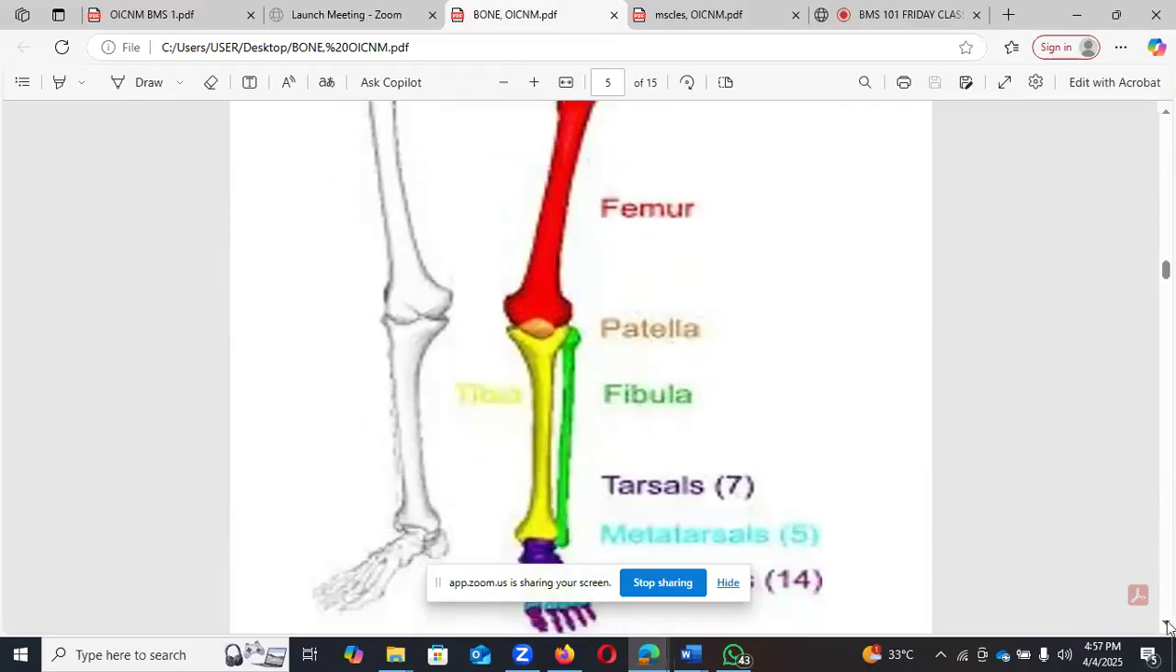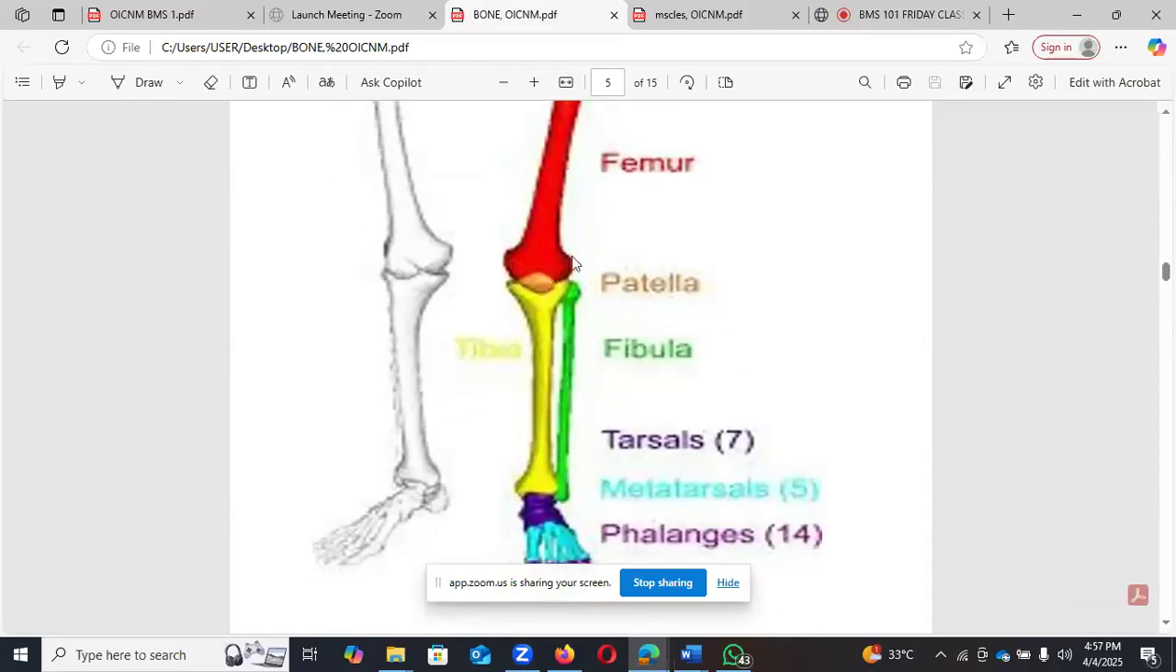So this is the bone of the leg. This is the knee, which has the patella bone. This bone here is called the patella bone, the one that is called the kneecap.